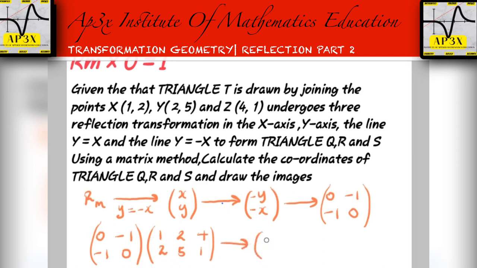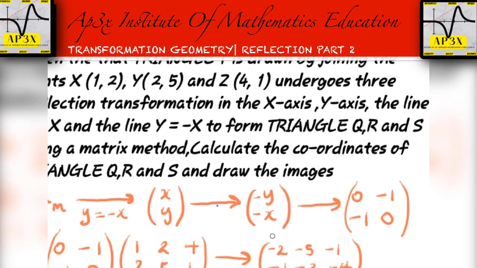So 2 is going to go up and change to negative, and 1 is going to go down and also change to negative. And 5 is going to go up and change to negative, and 2 is going to go down and also change to negative. And then 1 is going to go up and of course change to negative, and 4 is going to go down and change to negative.